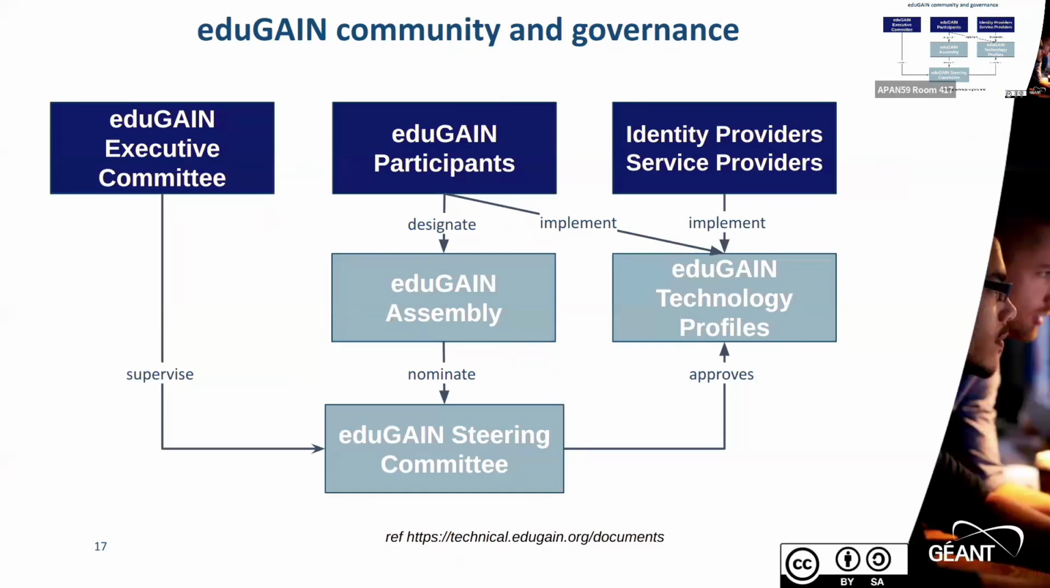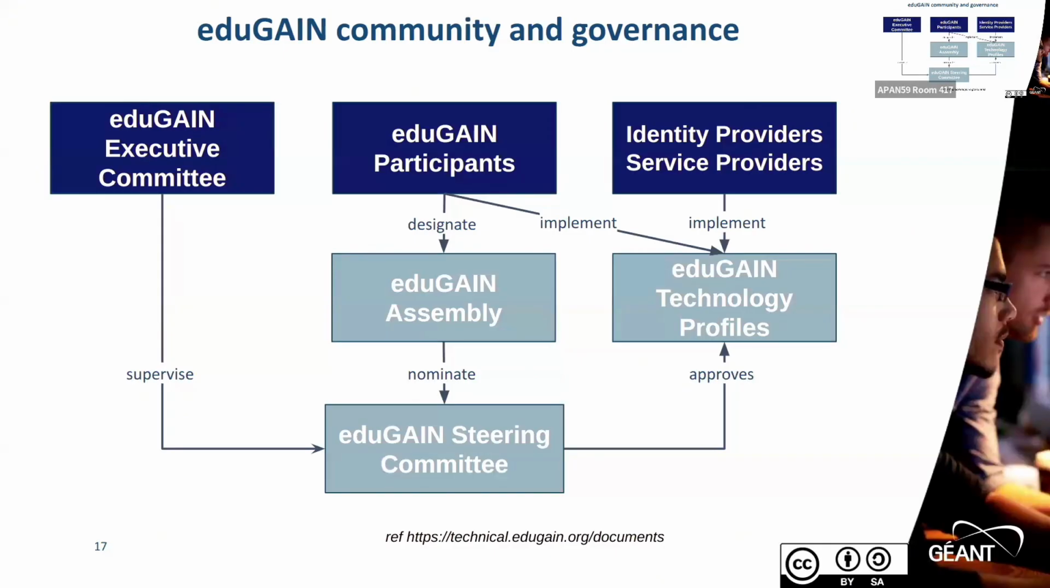Well, first of all, eduGAIN is a community. The governance of eduGAIN is completely run by the community, while the operations of eduGAIN are funded by GÉANT through the GÉANT project. At the center of eduGAIN there is the eduGAIN Assembly, composed of all the eduGAIN members. They nominate a delegate and a deputy that will participate in the assembly. The assembly nominates an eduGAIN steering committee that takes some operational decisions, but also approves changes to the technology profiles. And the technology profiles are what the eduGAIN participants, identity providers and service providers that would like to be published into eduGAIN, must implement.